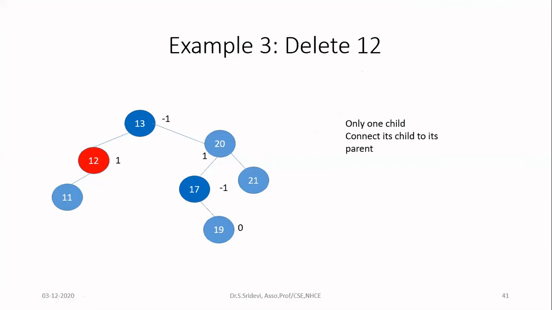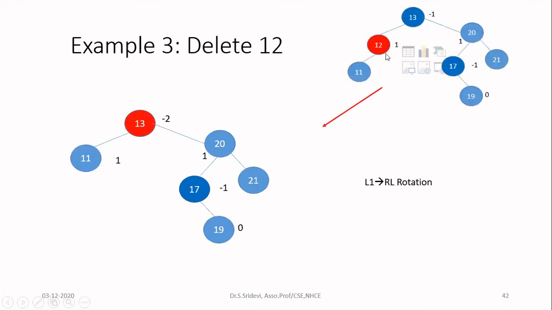So what I have to do now: when a node to be deleted is having one child, you make the child of that node a child of its parent. So I'll be making 11 a child of 13 now. So I'll be removing 12. After the deletion is over, 11 will become the child of 13, in the same direction. In the same direction only you have to add. So it is now the left child of 13, and I have removed 12.